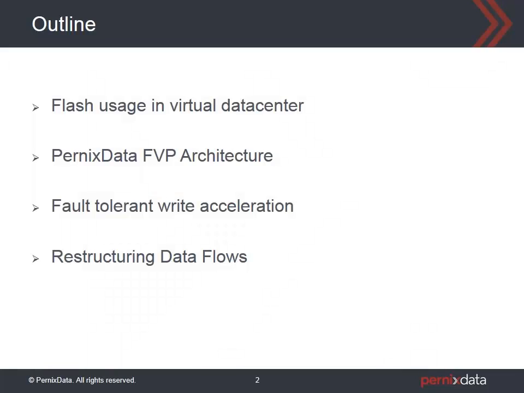So this is the agenda for today. I'm going to talk a little bit briefly about flash usage in a virtual data center, the PernixData FVP architecture, then I'll go into detail about the fault-tolerant write acceleration, and then I finish with restructuring data flows.